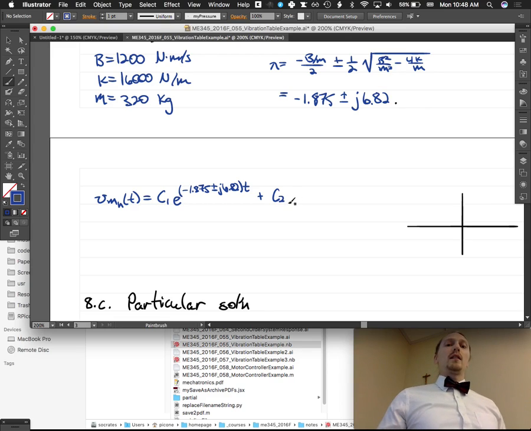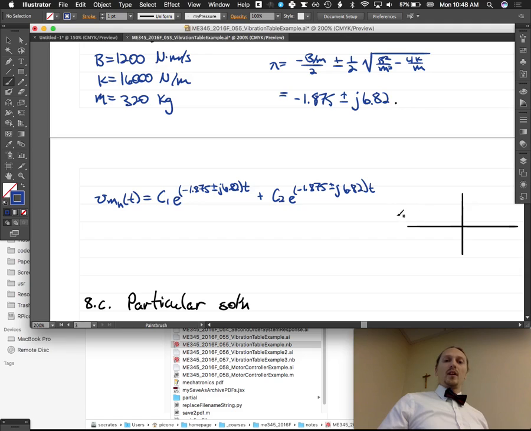Why is that? Because our lambda isn't a repeated root, so this term isn't 0. If this j term was 0 over here, then we would have a repeated root, and we would need to put a t here. But since this is plus and this is minus, there are two different, distinct roots. So e to the minus 1.875 plus or minus j 6.82 t. And so we could draw our complex plane. We've got a negative real part of about negative 2 and then plus or minus 6.